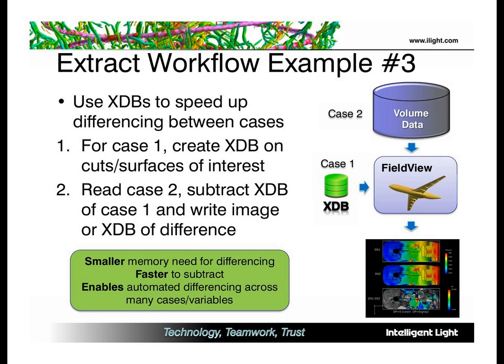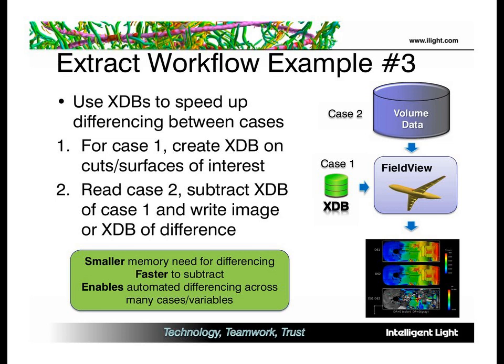Example number 3 is a little bit more complicated. It's kind of just to stimulate your imagination, but using XDBs to actually enhance your post-processing workflow by doing things you wouldn't do in other ways. So here we're going to use XDBs to speed up the differencing between cases. So for case number 1, let's say I'm going to compare 2 different card designs. For case number 1, I create an XDB on the cuts and surfaces of interest. Then I read the volume data for case number 2, and I subtract the XDB of case number 1 from the volume data of case number 2.